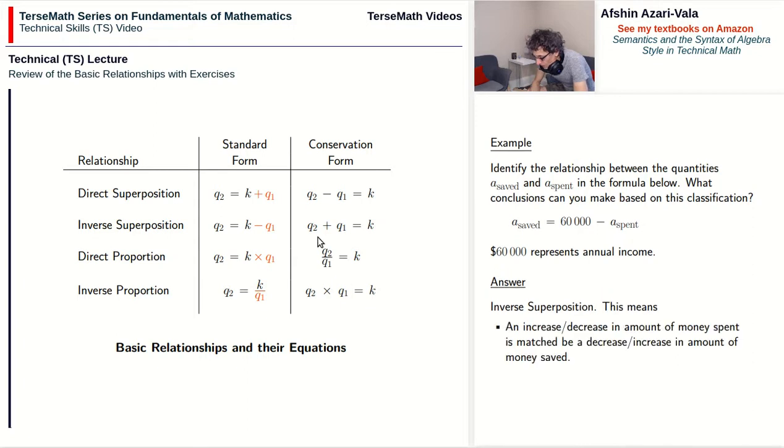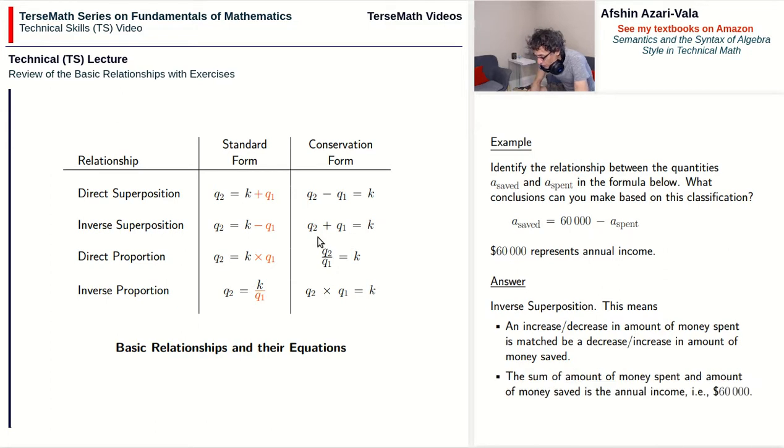What this means is, number one, an increase or decrease in amount of money spent, that's Q1, is matched by a decrease or increase in amount of money saved, which is Q2. So if I spend, let's say, $50 less, then my savings will go up by $50. And that the sum of amount of money spent and amount of money saved, that would be the sum of Q2 and Q1, or Q1 and Q2, is the annual income. It's a constant, which is $60,000.